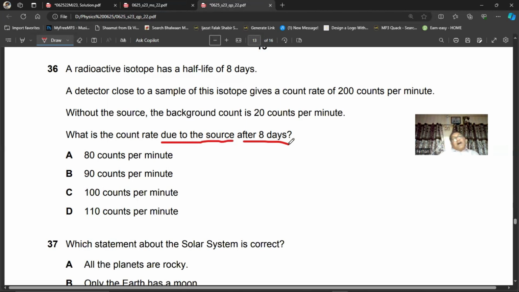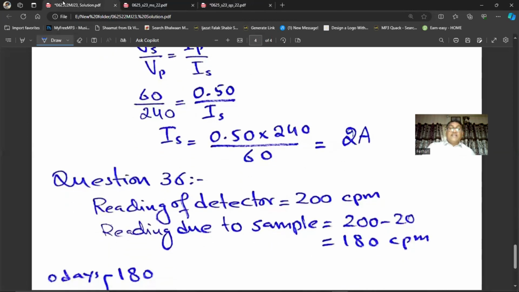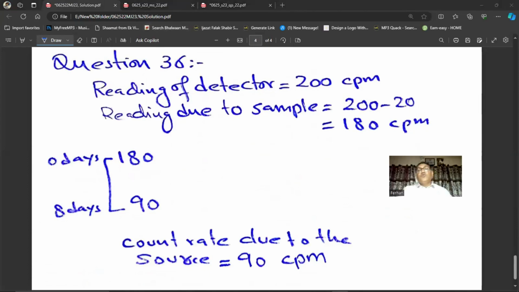That means one half-life would have passed. So this is the reading which was originally coming, you detected on the detector. So it is the count rate due to the source plus the count rate due to the background. The background count rate is 20 counts per minute. So the count rate on the detector is 200 counts per minute. Then the reading due to the sample originally will be, from it subtract the background radiation. So 200 minus 20, that is 180 counts per minute.